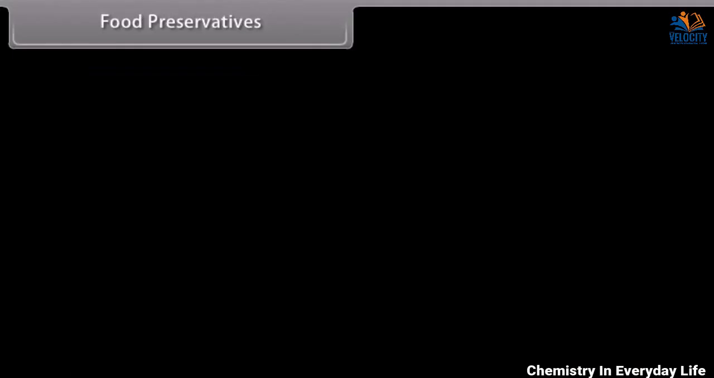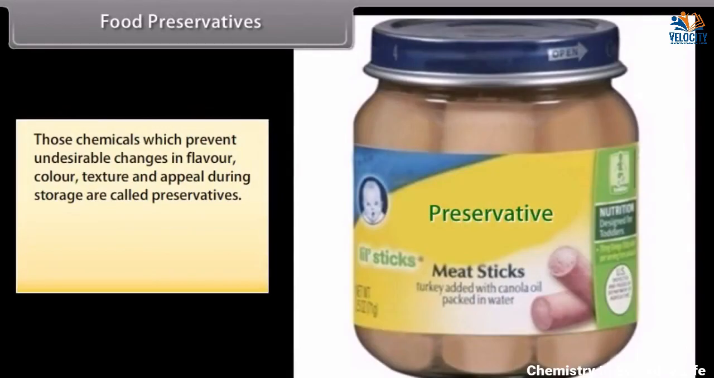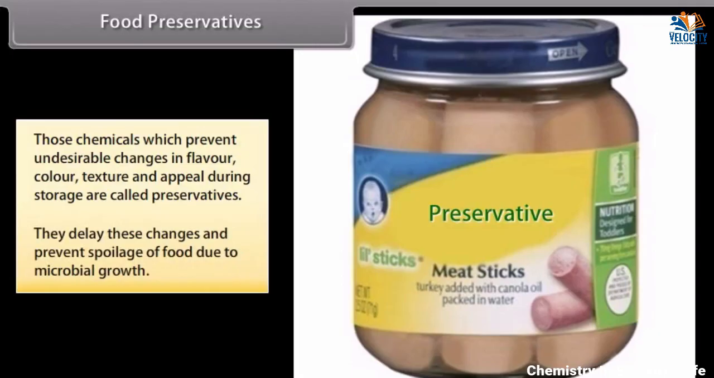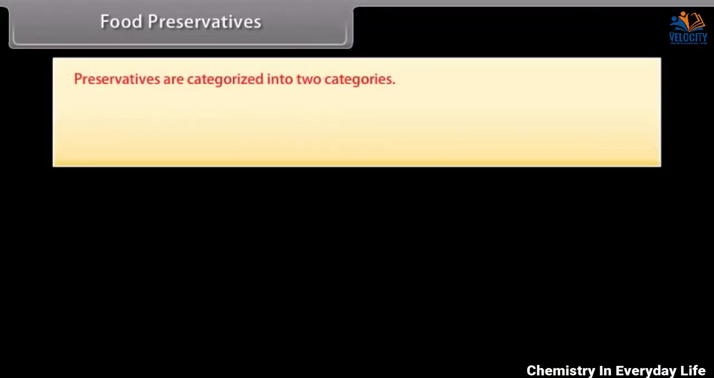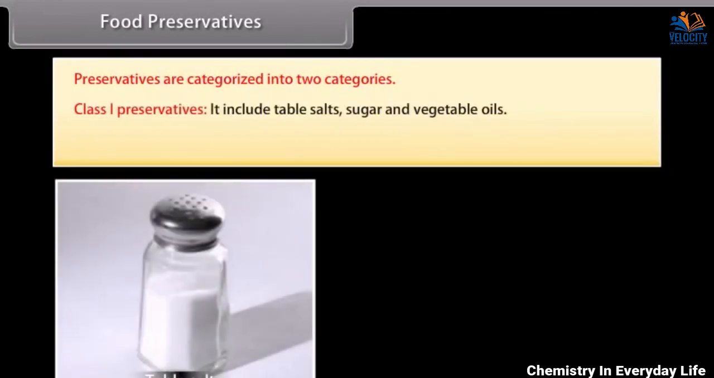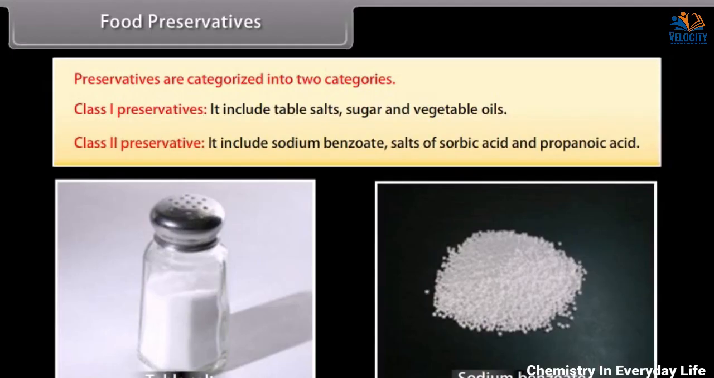Food preservatives. Those chemicals which prevent undesirable changes in flavor, color, texture and appeal during storage are called preservatives. They delay these changes and prevent spoilage of food due to microbial growth. Preservatives are categorized into two categories. Class 1 preservatives include table salt, sugar, and vegetable oils. Class 2 preservatives include sodium benzoate, salts of sorbic acid and propanoic acid.